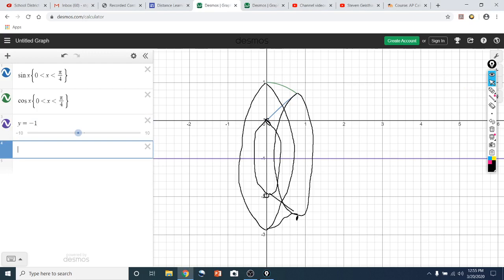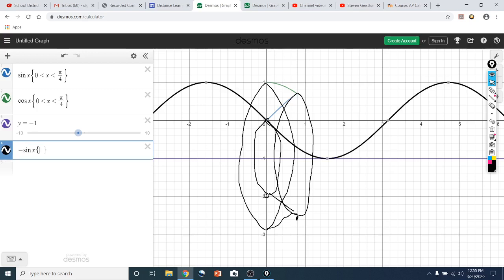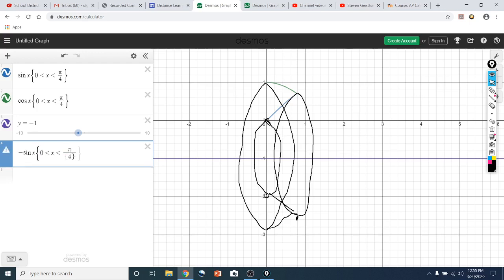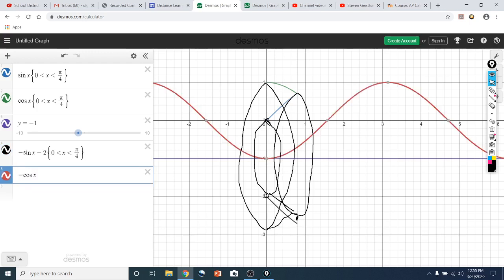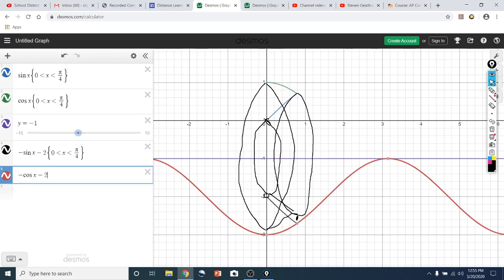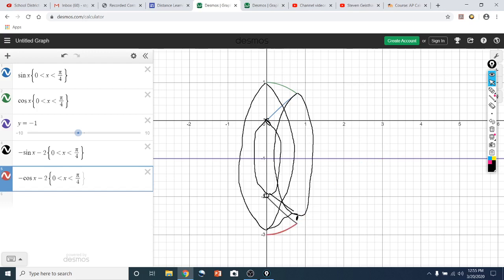And the problem, of course, is that before I was able to draw the negative part just by making it negative. Here, if I have negative sine of x between 0 and... my bracket's in the wrong spot. I'm going to need to move it down too, essentially. And negative cosine between 0 and pi over 4.